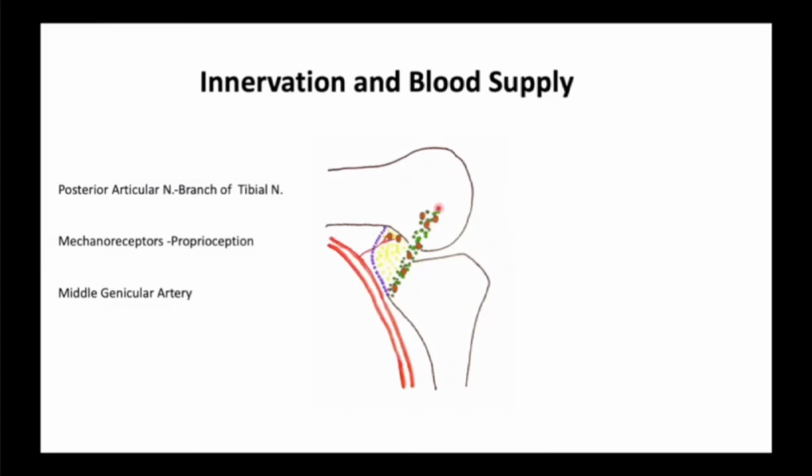So because of this reason, we may not see the bifurcate prominence as I talked about in the first slide. And these mechanoreceptors are also present on the superior part of the septum. Because of this reason, we don't want to divide the superior part of the septum. We want to stay on the inferior part of the septum. And the vascularity is by the middle genicular artery.